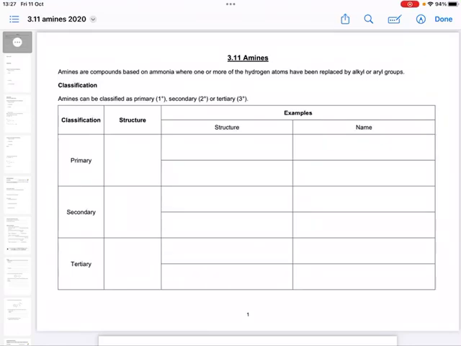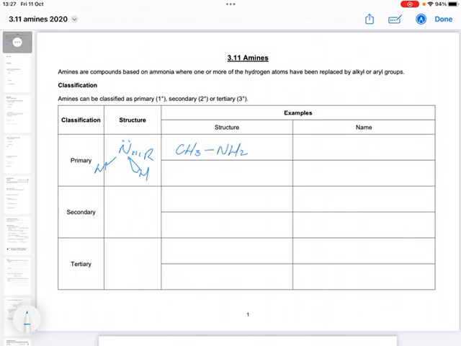Okay, introduction to amines then. We're going to start off with the classifications. So amines can be classified as primary, and if it is a primary, then we have a nitrogen with two hydrogens and an R group on there. So typical structures for these, so CH3NH2, so just the one R group here means that is going to be a primary structure.